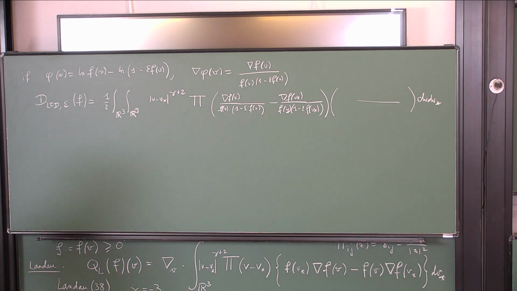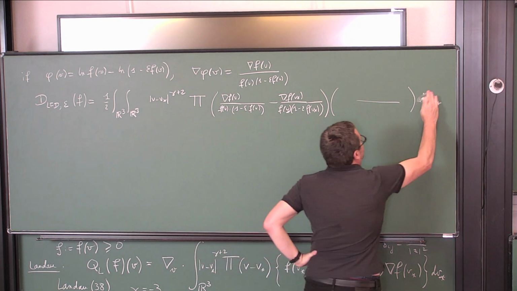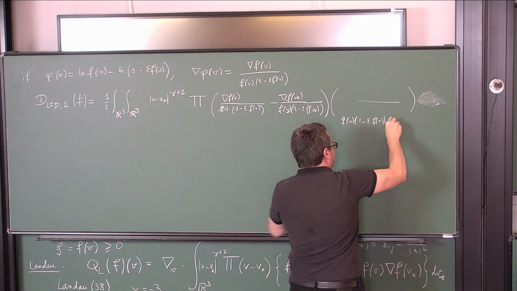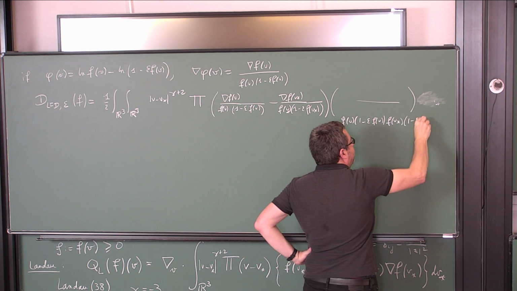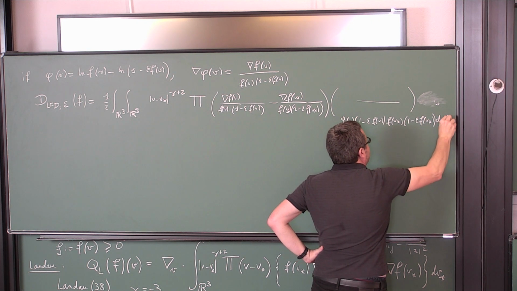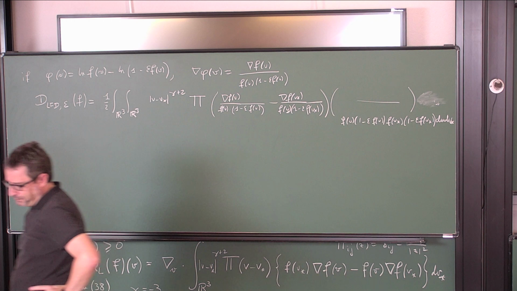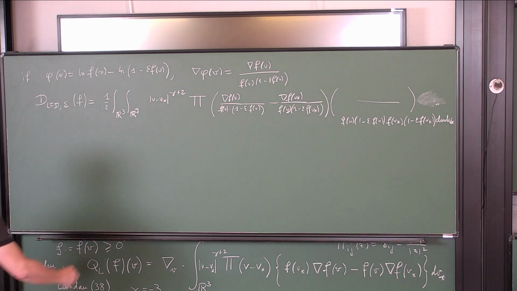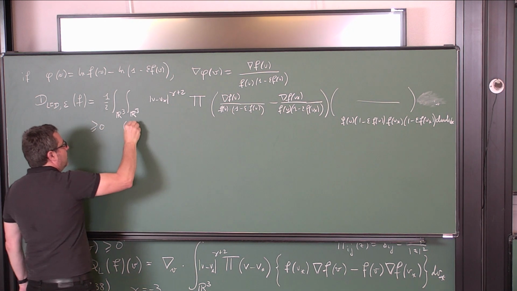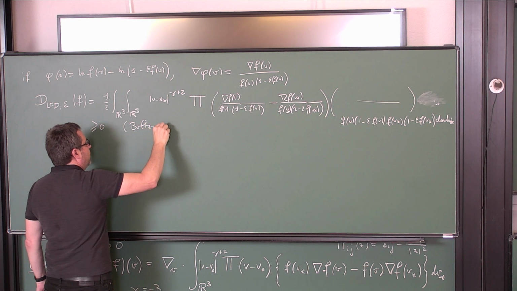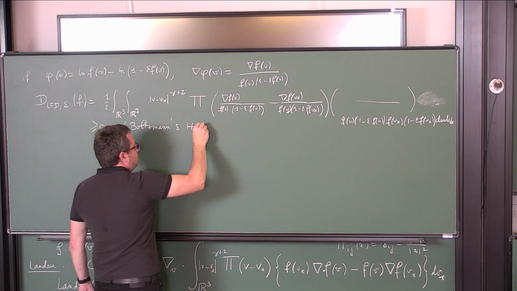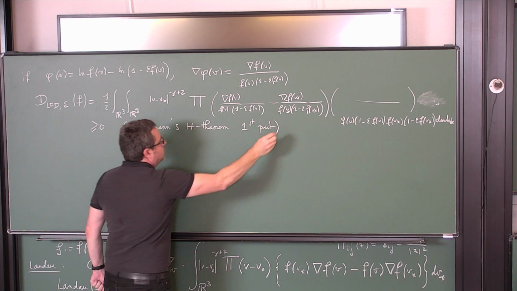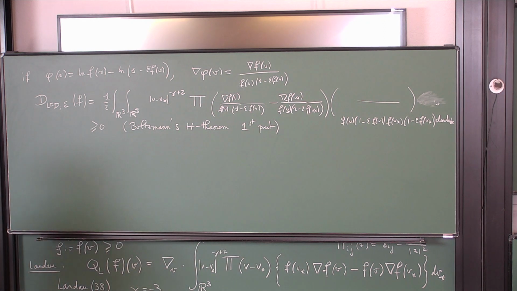I have forgotten about, sorry, f of v, 1 minus epsilon f of v, f of v star, 1 minus epsilon f of v star, dv dv star. So it's like this. And the fact that this quantity is non-negative, this is Boltzmann's H theorem. Or, to be more precise, it's the first part of Boltzmann's H theorem. Okay?